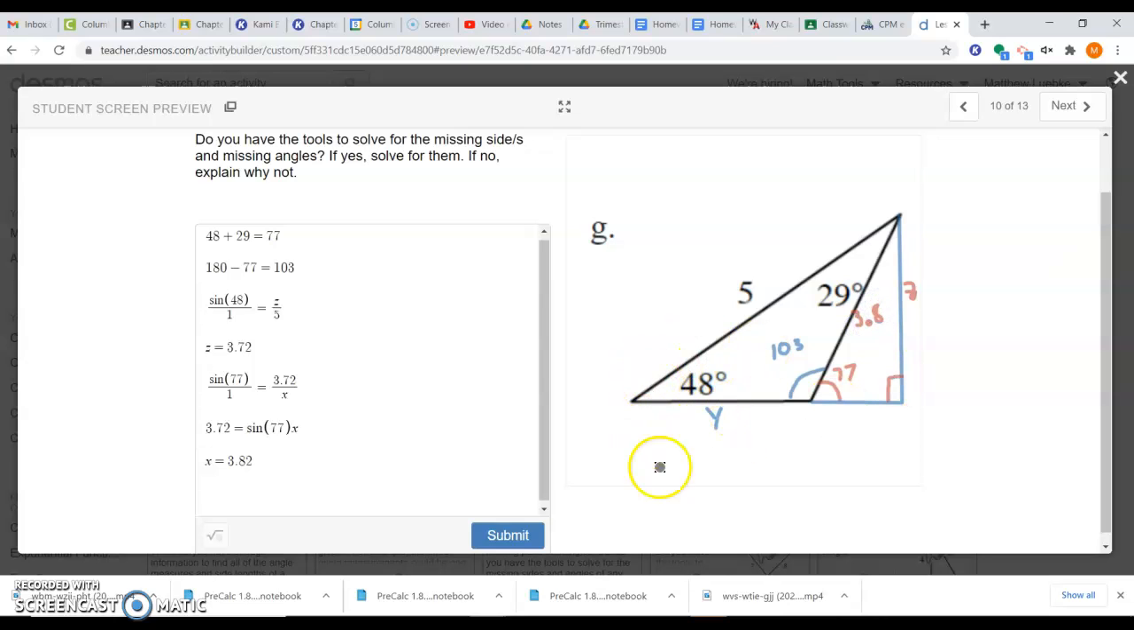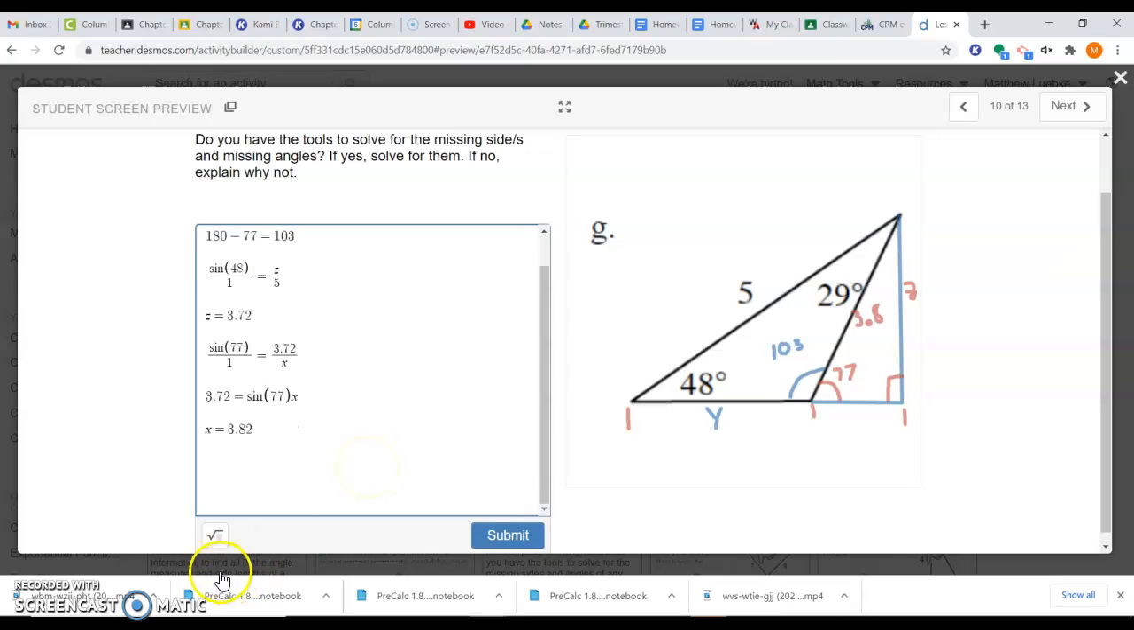Now, I have to try to solve for y. Now, y is tough because what I'm going to do here is use the 48-degree angle and the 5 to find the total distance down here. And then I'm going to use the 77 degrees and the z to find this distance just from here to here. And then I'm going to subtract the total distance minus this imaginary distance on the outside just to be left with y. So let's find that total distance first.